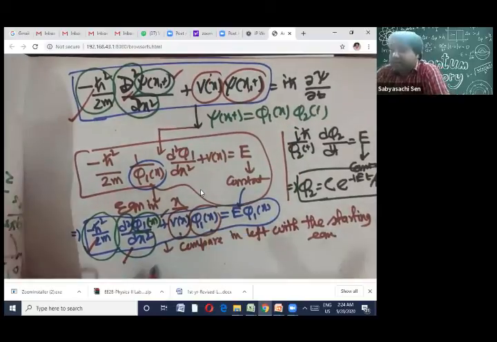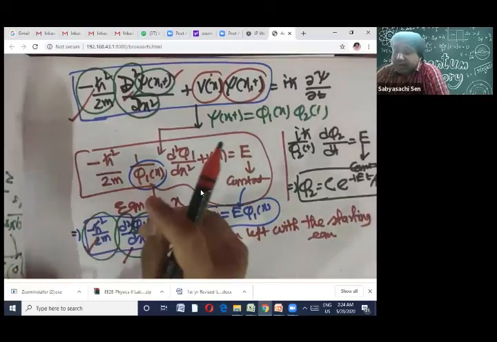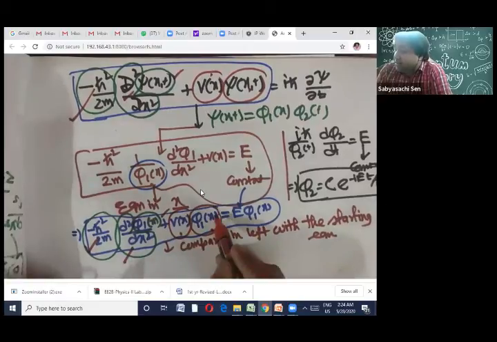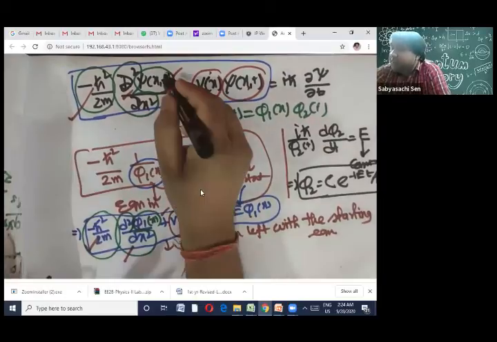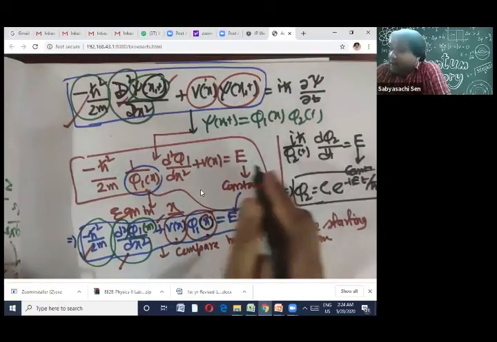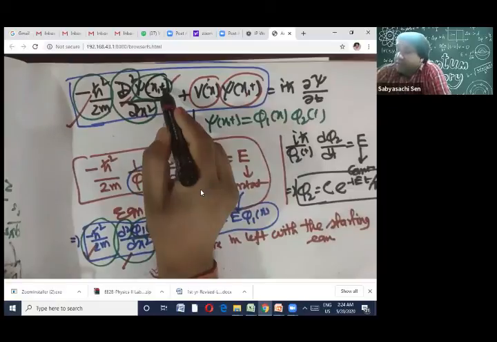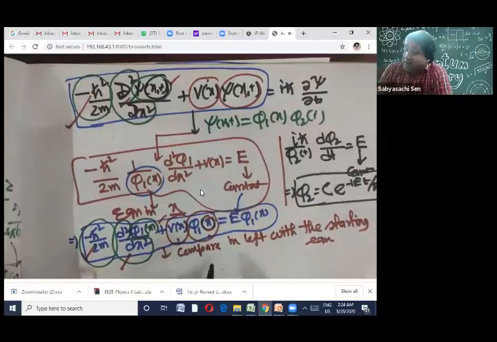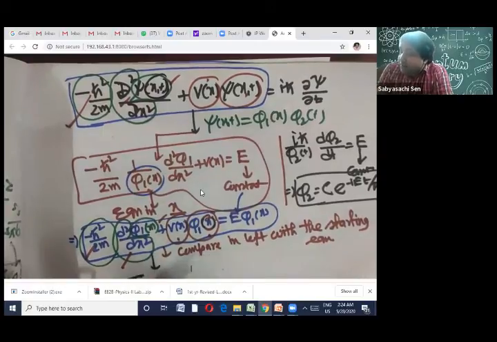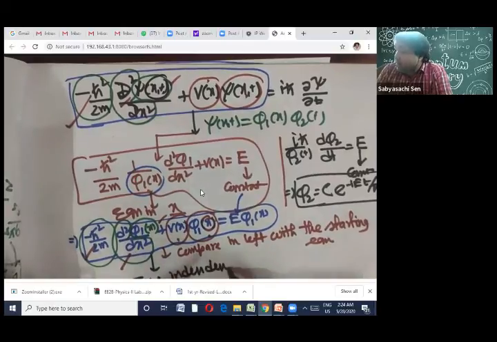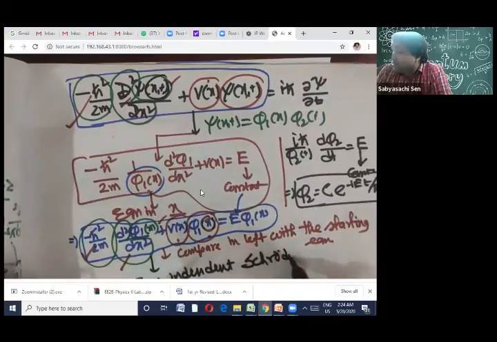Excepting only one dissimilarity. What is the dissimilarity? The dissimilarity is that in the last equation the function only depends on x. It is only x dependent. And in the first equation, it depends on both space and time. The first equation depends on time, the last equation does not depend on time. So popularly, this last equation is called the time independent Schrodinger equation.